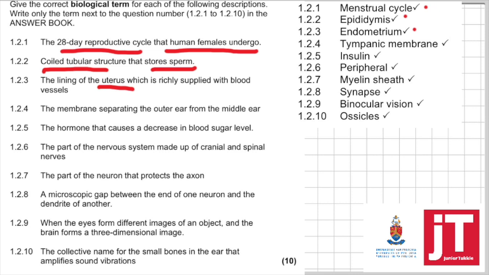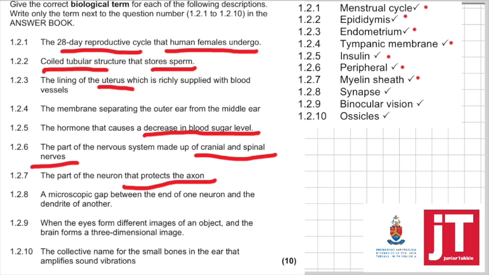1.2.4. The membrane separating the outer ear from the middle ear, that of course is the tympanic membrane. 1.2.5. A hormone that causes a decrease in the blood sugar level, that is insulin. 1.2.6. The part of the nervous system made up of cranial and spinal nerves, of course that's the peripheral nervous system. 1.2.7. The part of the neuron that protects the axon, that's the myelin sheath. 1.2.8. A microscopic gap between the end of one neuron and the dendrite of another, that's a synapse.